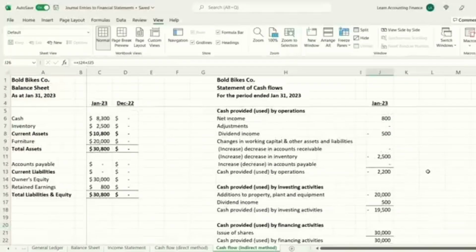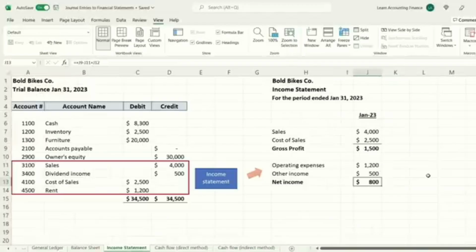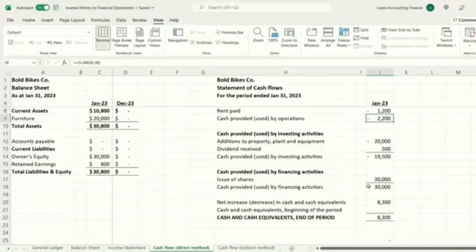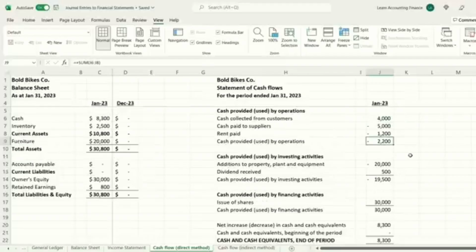That is also why it's important to look at cash flow, because if you just look at the income statement and you see the company has made a profit of $800 in the month of January, but if you look at the cash flow, you see the company actually has a negative cash flow of $2,200 from operations, right? So the operating activities actually resulted in an outflow of cash. Similarly, investing activities resulted in an outflow of cash. The only reason you're seeing positive cash flow is the owner invested the money.